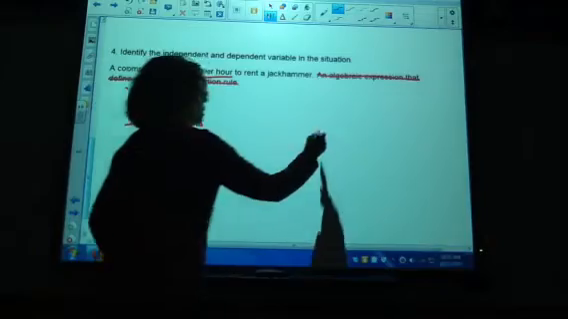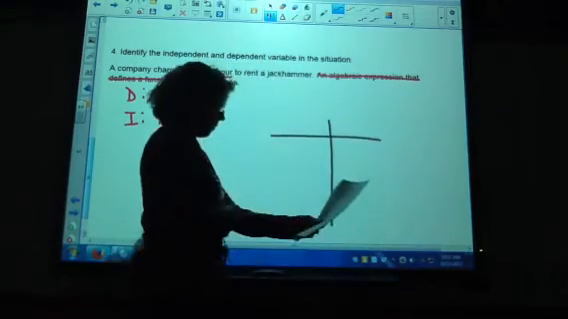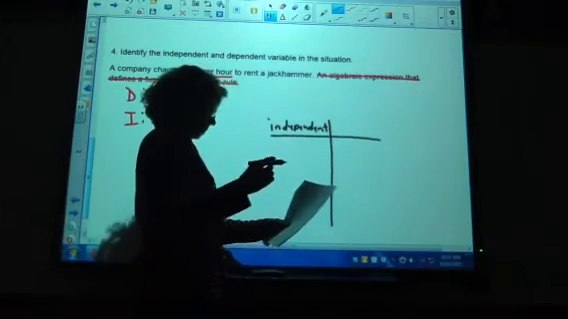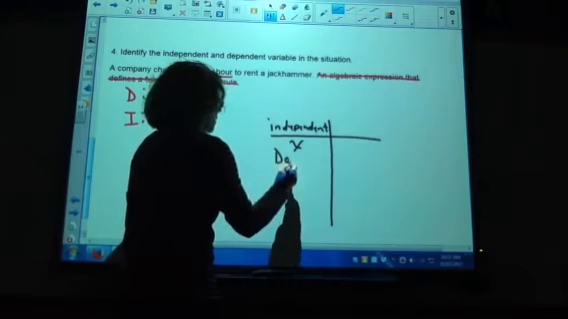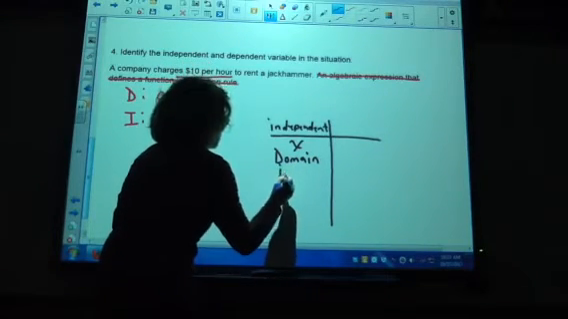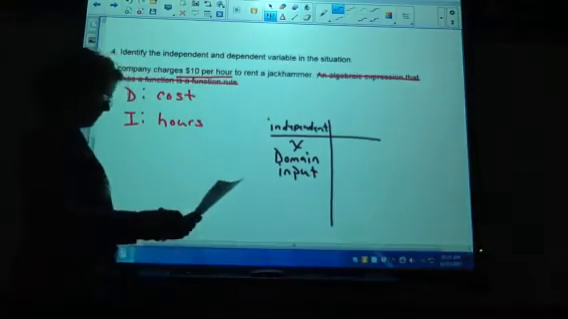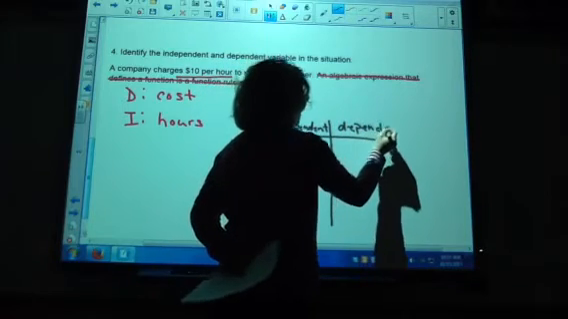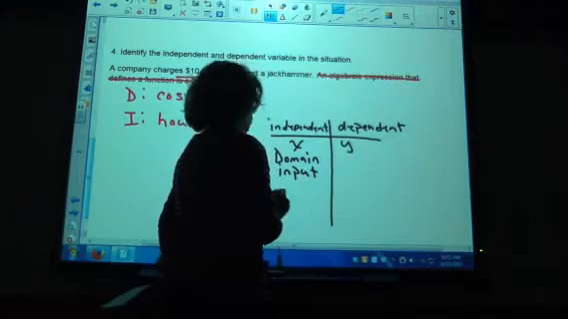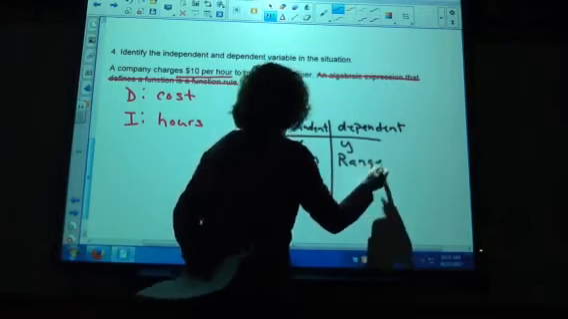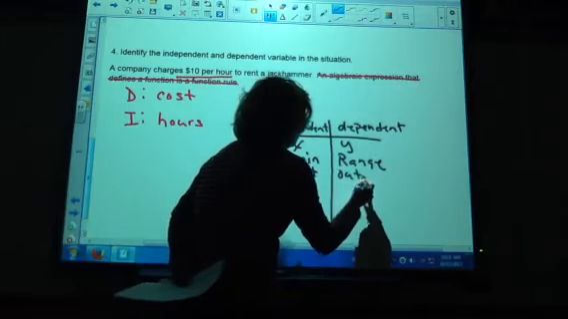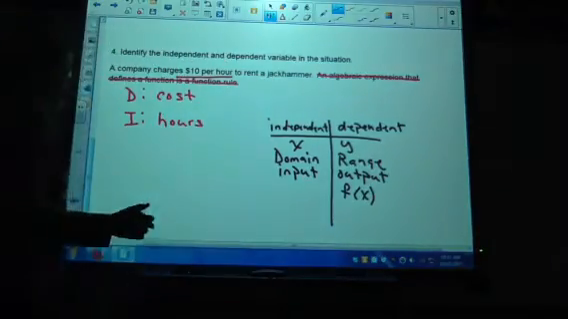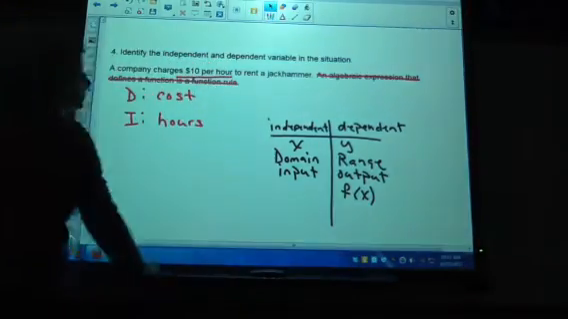Okay, now I want you to make this chart. I want you to remember that your independent is your x, which is your domain, which is your input, okay? And then your dependent is your y, which is your range, which is your output, and you can also write that as a function of x.